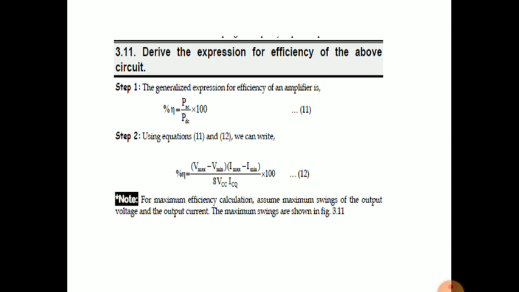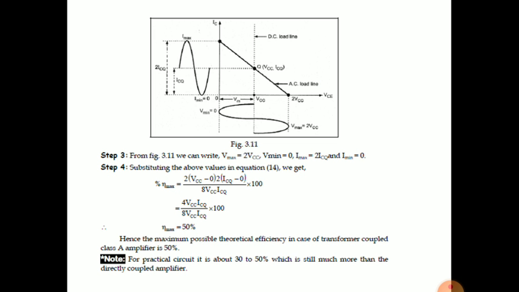Now the expression for efficiency of this transformer coupled class A power amplifier. The generalized expression we have is eta equal to PAC by PDC into 100. So using the equation we get Vmax minus Vmin times, as we know this formula. For maximum efficiency, assume maximum swings. Okay, the maximum swings we already showed like this.